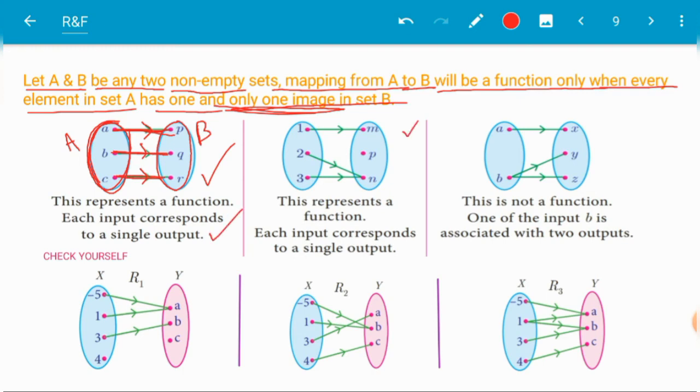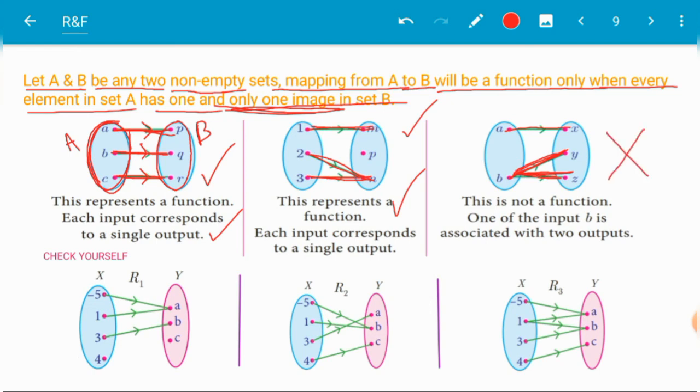Look at the second diagram. 1 is mapped, yes. 2 also mapped, 3 also mapped. Look, 1 is mapped to m only, 2 is mapped to n only, 3 is mapped to n only. So all elements are mapped, and each is mapped to only one element. So this is also a function. Look at here. a is mapped, b is mapped. Yes, correct. But look at b, it is mapped to 2 elements. What we said, one and only one image, but we have 2 images here. So this is not a function.